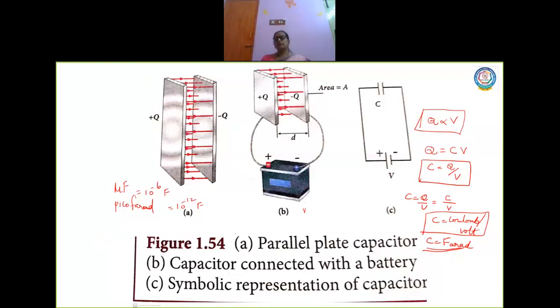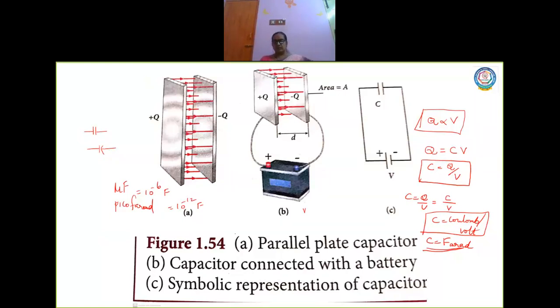And how do you represent a capacitor? What is the symbol? Whenever you go for circuit diagrams, you cannot keep on drawing two plates wherever you draw a capacitor. Instead, I draw two parallel lines like this, and this represents a capacitor because it consists of two parallel plates, right? Either you can draw two parallel lines, or one line like this and one line bent like this. This also represents the symbol for a capacitor.